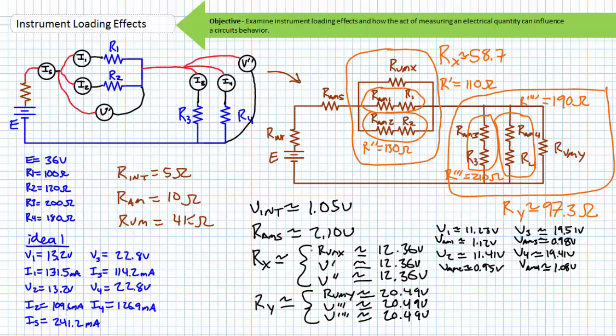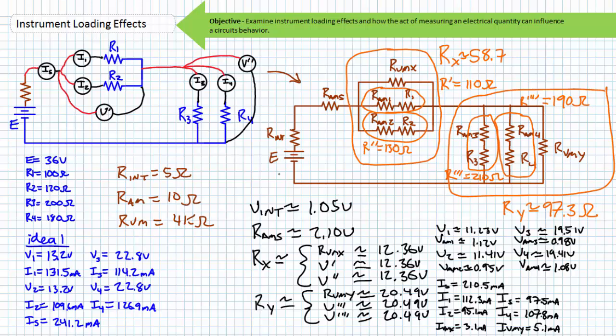Finally, we can use Ohm's law to determine the current through every component, including source current. Source current traveling through the internal resistance of the source and the ammeter used to measure source current is 210.5 milliamperes. It splits into three paths, 112.3 milliamperes of which goes through ammeter 1 and R1, 95.1 milliamperes of which goes through ammeter 2 and R2, and 3.1 milliamperes of which goes through voltmeter X.